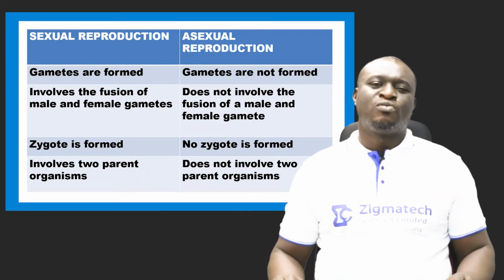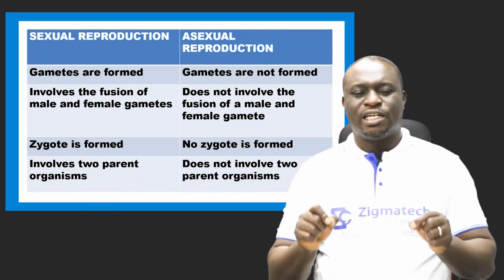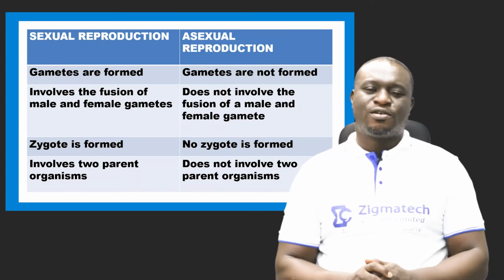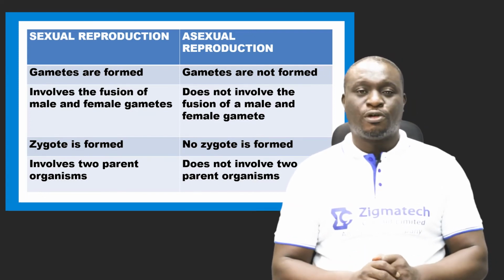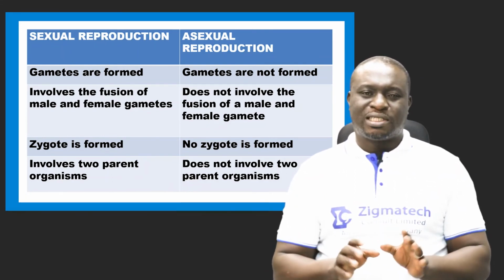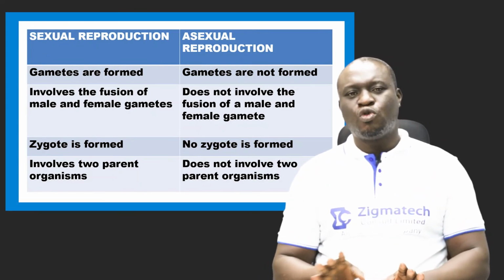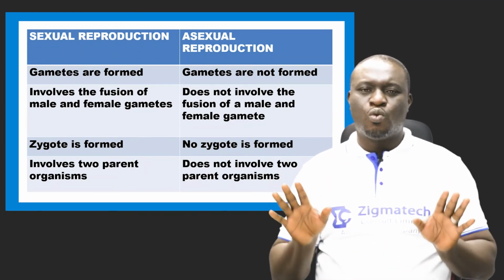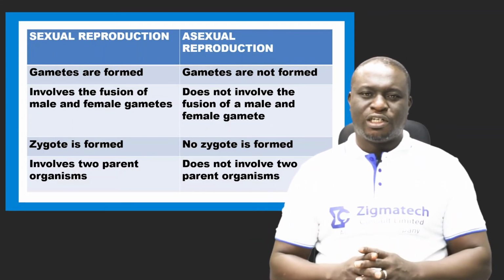And then number 3 is that in sexual reproduction, a zygote is formed. But in asexual reproduction, zygotes are not formed. What is formed, or the resulting offspring in asexual reproduction, is a clone. And then finally, number 4, sexual reproduction involves 2 parent organisms, but asexual reproduction involves only 1 parent organism. I hope you really enjoyed this particular class.